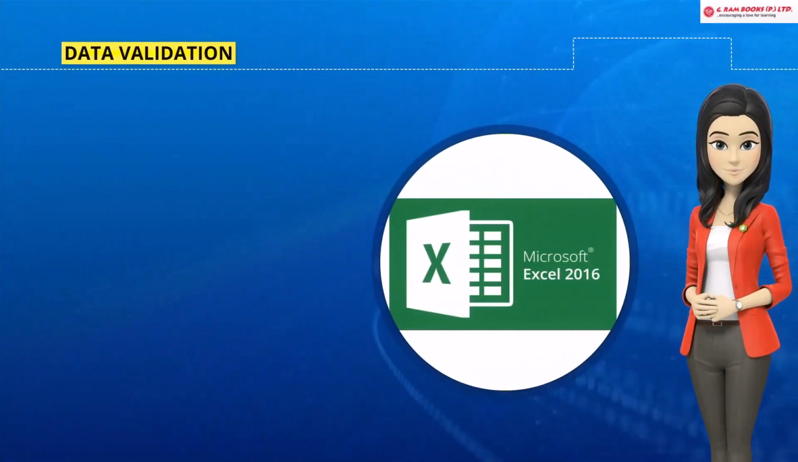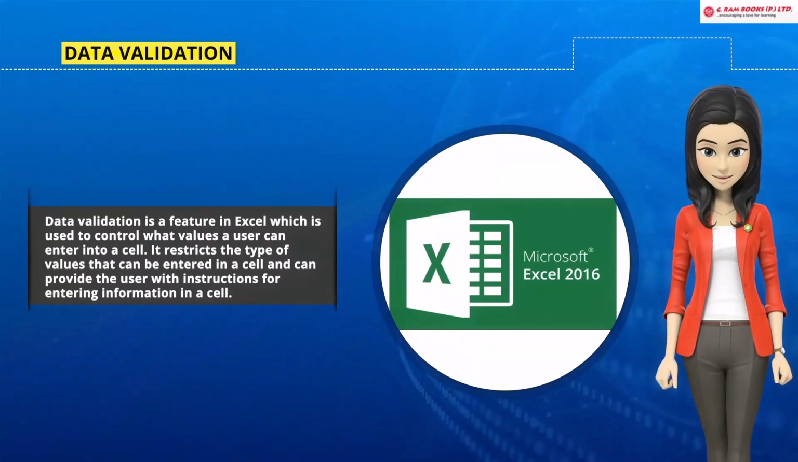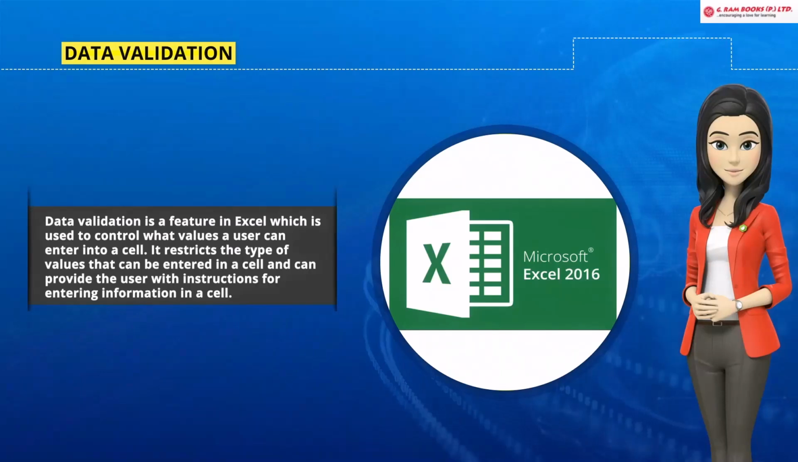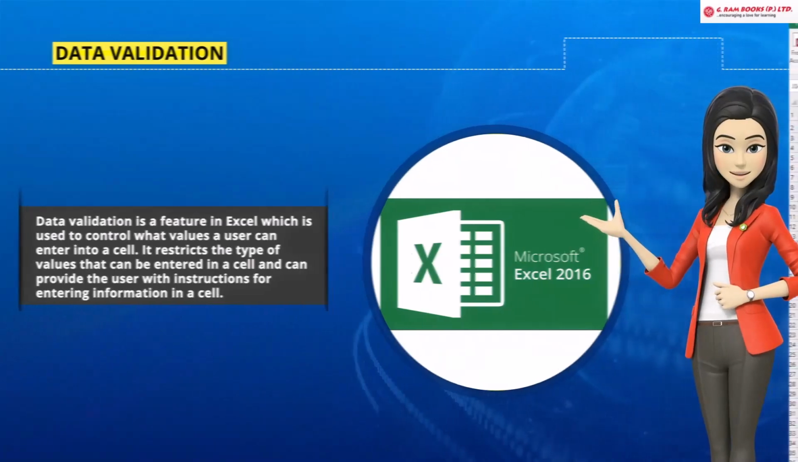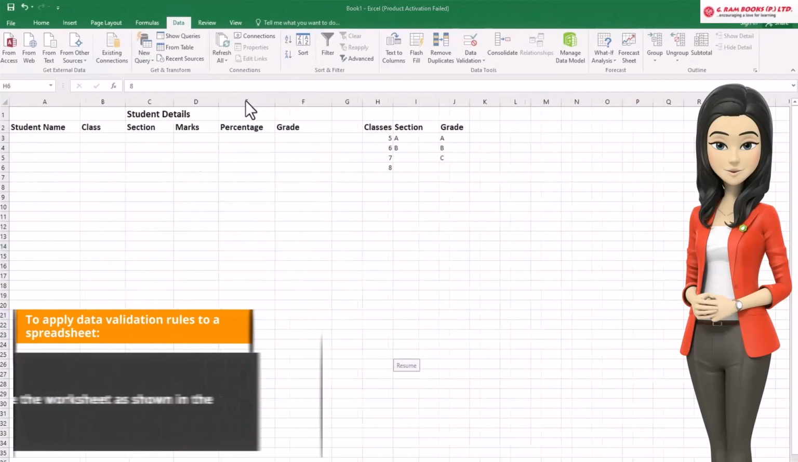Data validation. Data validation is a feature in Excel which is used to control what values a user can enter into a cell. It restricts the type of values that can be entered in a cell and can provide the user with instructions for entering information in a cell. To apply data validation rules to a spreadsheet, 1.